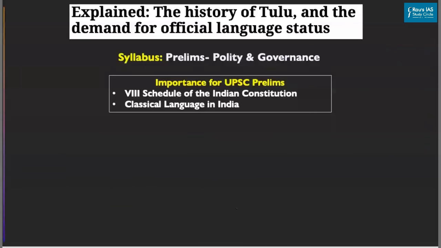Now coming to the next article, the article is titled The History of Tulu and the Demand for the Official Language Status. This article shall be important mainly with respect to prelims under the subsection of Polity and Governance. From this particular article, basically 2 things are important. One is the 8th schedule of the Indian Constitution, and the other one is the classical languages in India.